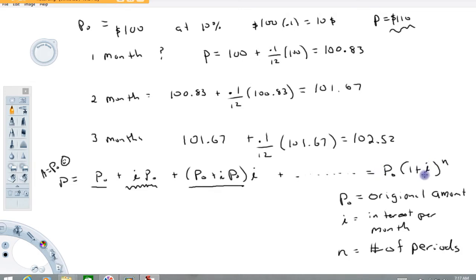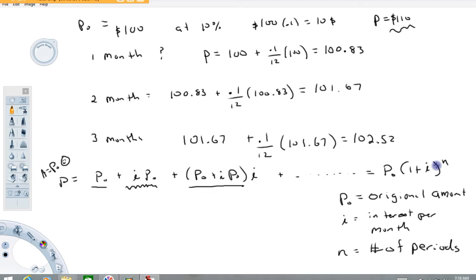The I here is the monthly interest rate. You will get that by taking the total rate and dividing by 12. And the n here is the number of periods. So for 3 months in this example, n would be 3. For 1 year, n would be 12. For 2 years, n would be 24, and so forth. And that's how compound interest is calculated.